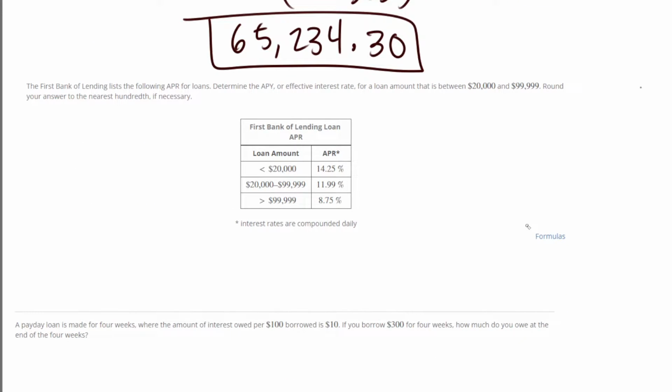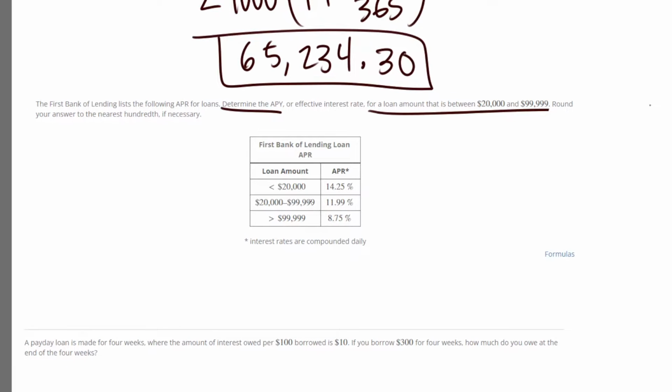The First Bank of Lending lists its following APR for loans. Determine the APY, or effective interest rate, for a loan that is between $20,000 and $99,999. And then we round to the nearest hundredth. So, we don't care about this section, so we'll cross it out. And we don't care about this section either.